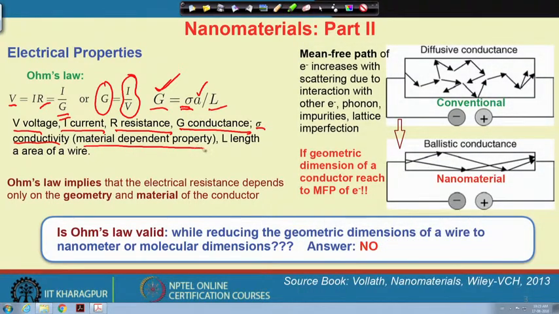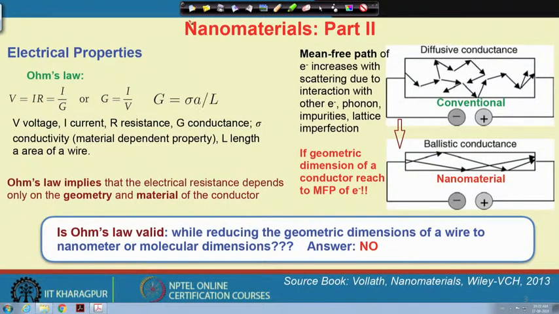Which is basically a material dependent property. Let us say in case of copper, aluminum, gold, or some other metals, they have different conductivity. Whereas length we can change, because I can have a shorter length of a wire or I can make a longer length of a wire. So, Ohm's law simplifies to say that electrical resistance depends only on the geometry, which is the area and length related property, and the material based property, which is the conductivity.